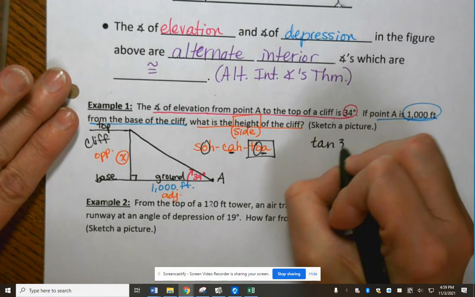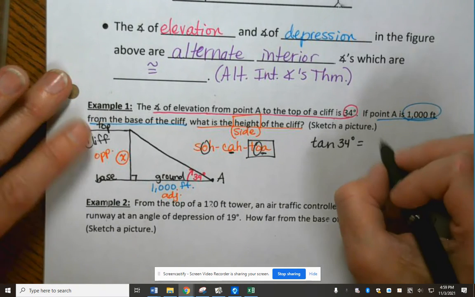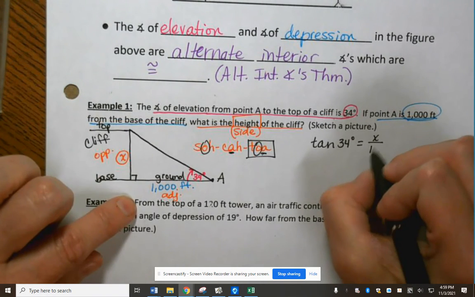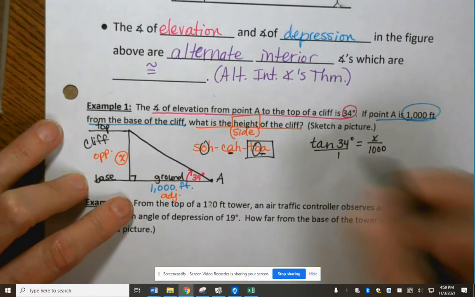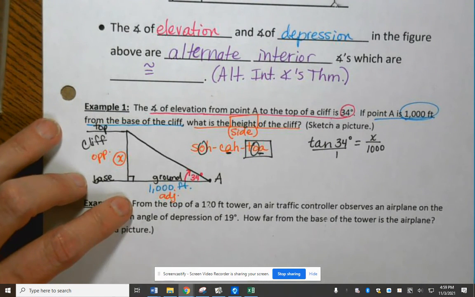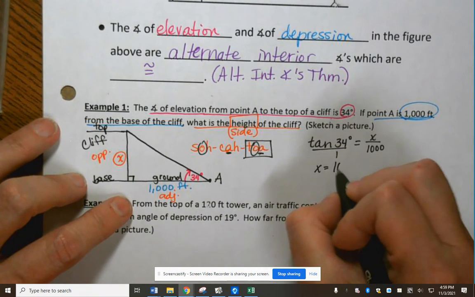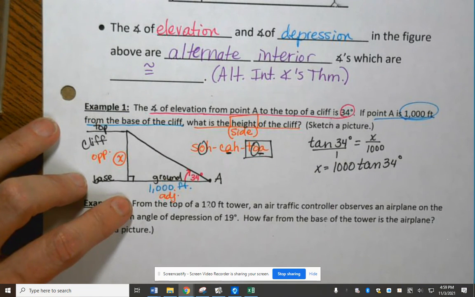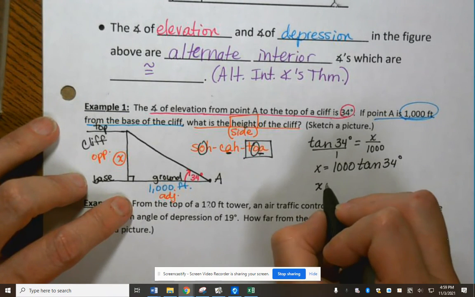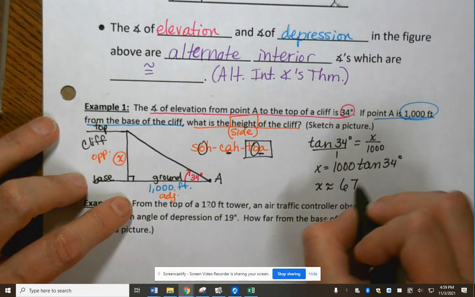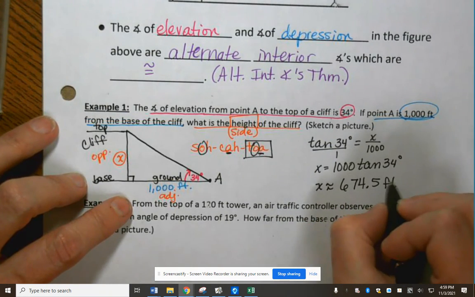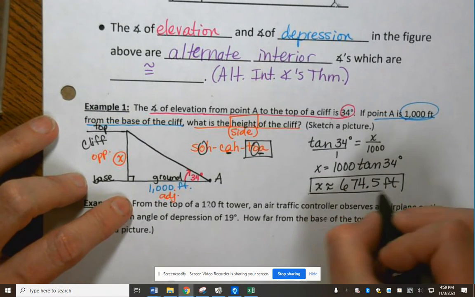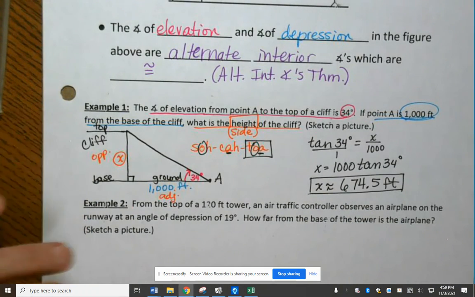So tangent of 34 degrees is equal to the opposite x over the adjacent 1,000. So we solve it just like we did on the other videos and the other examples. Cross multiply: x equals 1,000 times the tangent of 34 degrees. And when you put that in your calculator, you should get about 674.5 feet, because the height of the cliff is going to be measured in feet. And if they don't tell you what to round to, 1 decimal place is fine.